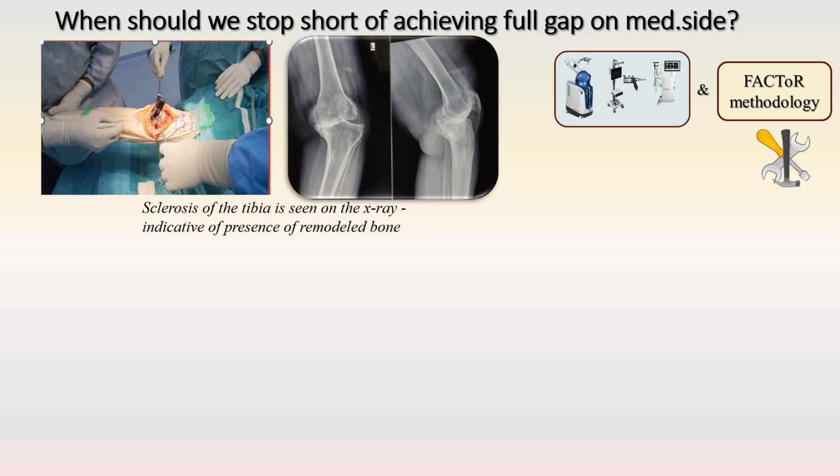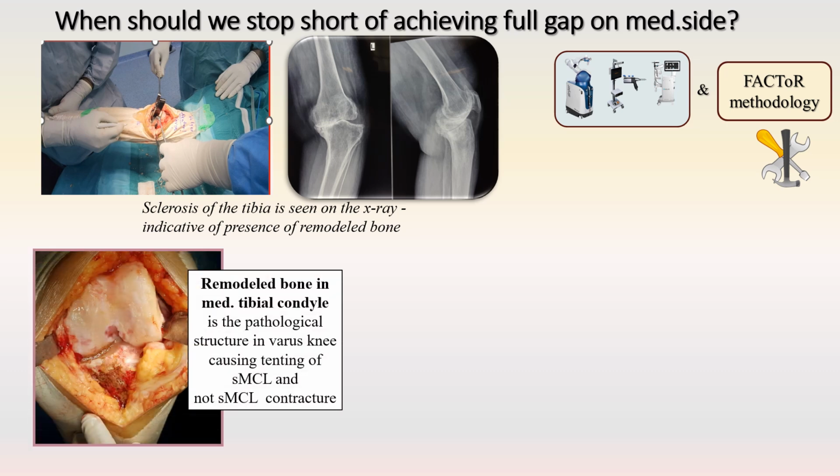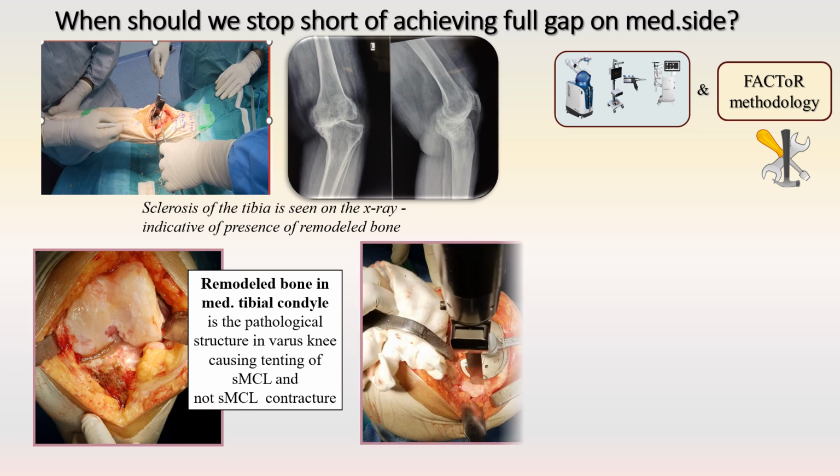Sclerosis of the tibia, if seen on the X-ray, is indicative of the presence of remodeled bone. The remodeled bone on the medial tibial condyle is the pathological structure in varus knee, causing tenting of the superficial MCL, leading to tightness, and it's not really a contracture of the superficial MCL. It is the tenting of bone due to remodeled tibia after you remove the osteophytes. So basically, this remodeled bone must come out. After we place the tibial component, we would remove this, and this would establish a balance of 19-19. We left 18 on the medial side, but after you remove the bone, it will become 19.